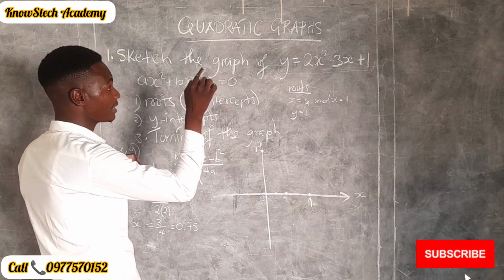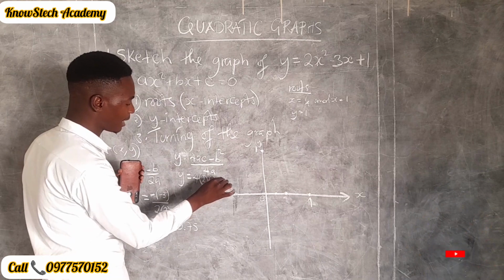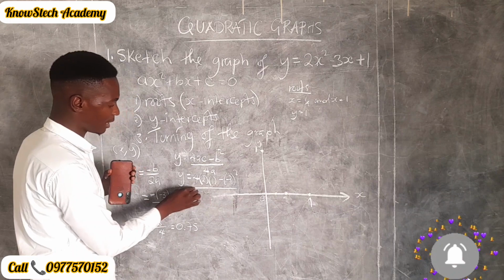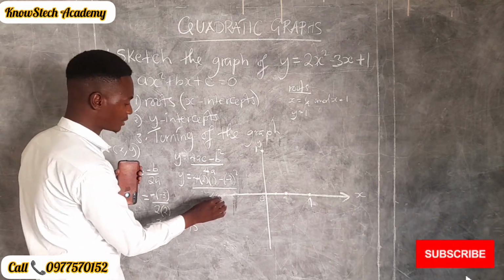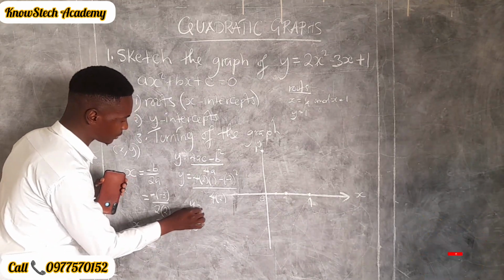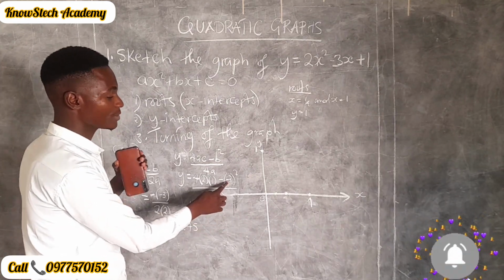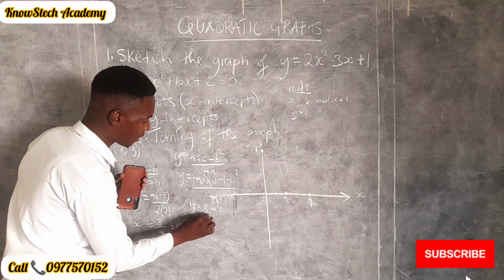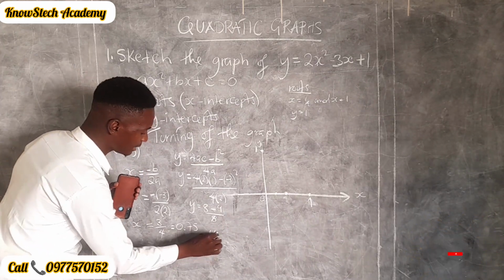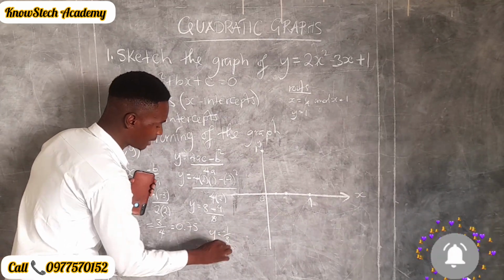Y is equal to 4 times the value of a, which is 2, times the value of c, which is 1, minus the value of b, which is negative 3, squared, over 4 times a, which is 2. So y is equal to 4 times 2 times 1 is 8, minus negative 3 squared is positive 9, over 4 times 2, 8. Then y is equal to 8 minus 9 is negative 1 over 8.